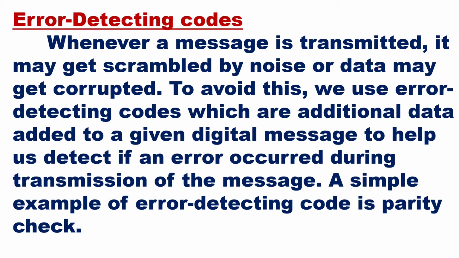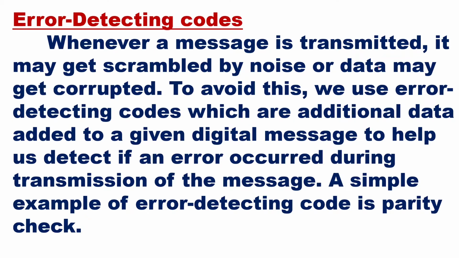Here you are adding some additional bits to the given digital data bits. Those additional bits help us detect if an error has occurred during transmission of the message. A simple example of an error detecting code, as I've told you earlier, is the parity check. Parity means the number of logic ones in a given data. If the number of logic ones is odd, it is odd parity. If the number of logic ones is even, it is even parity.